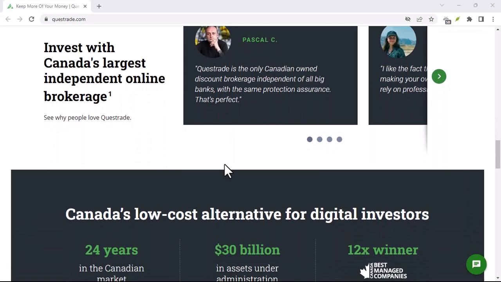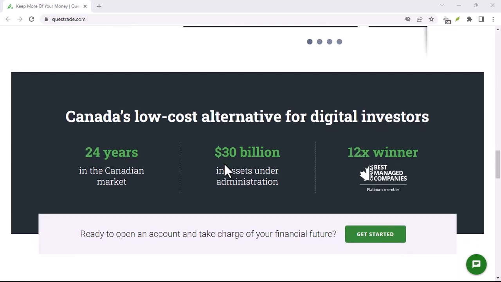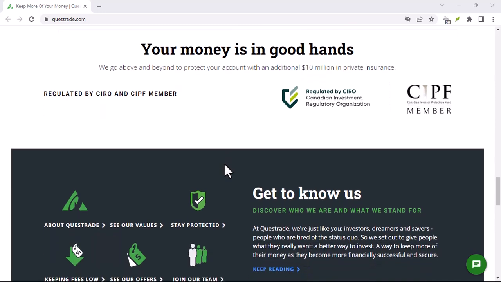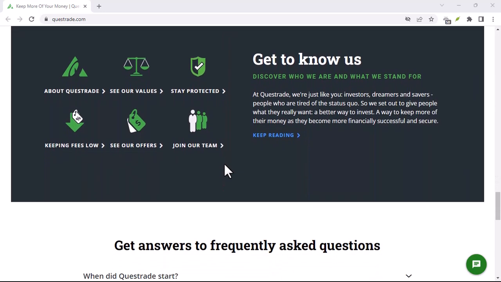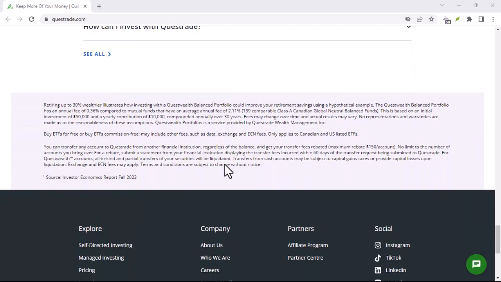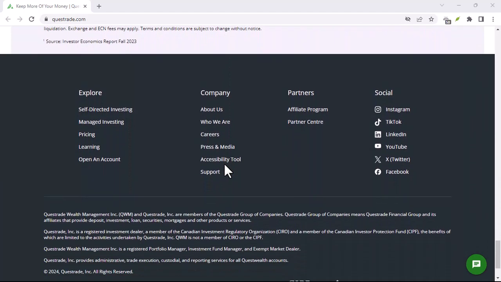That's where Questrade comes in. They're a Canadian discount brokerage known for their low fees and user-friendly approach. But with all that talk of simplicity, you might be wondering, how many platforms do they actually offer? Buckle up, because the answer might surprise you.